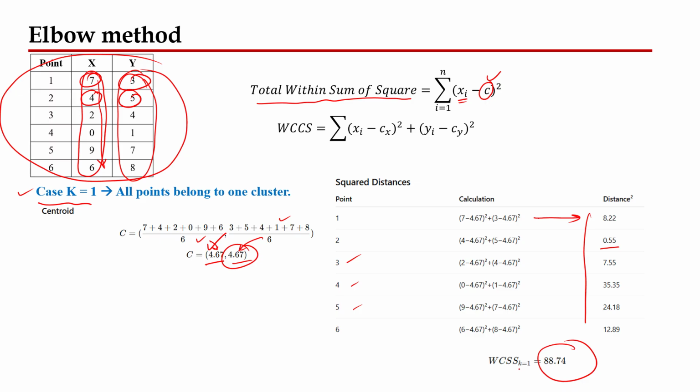So if the number of clusters is equal to 1, the total within sum of squares is basically 88.74. Okay. So remember that the smaller the within sum of squares, the better the cluster is. So let's try the second case.